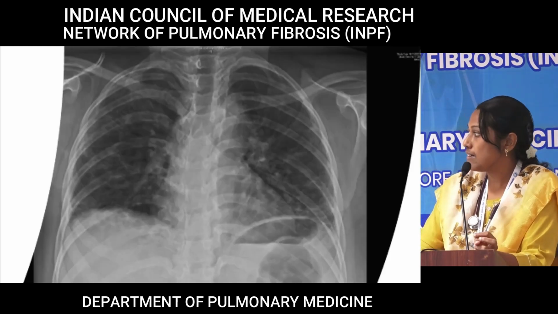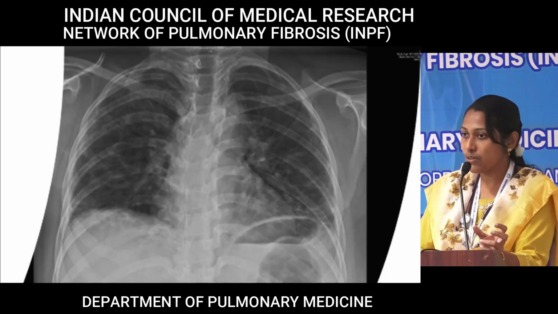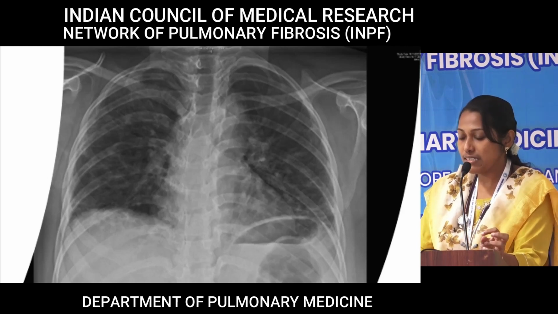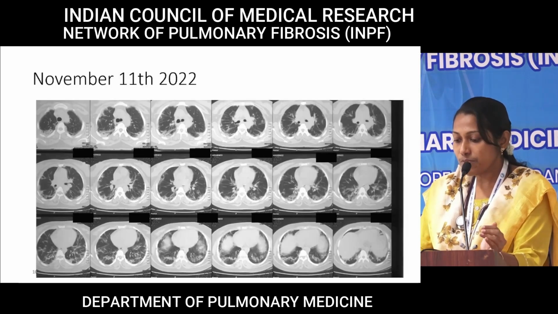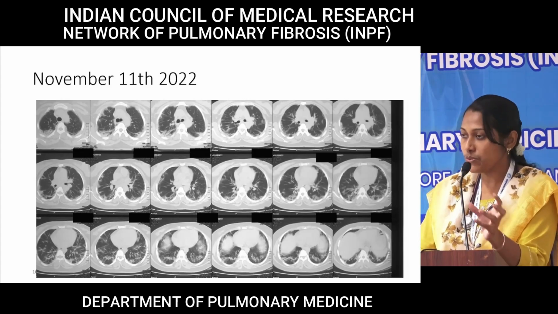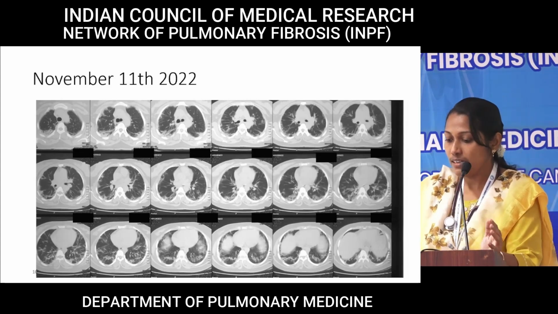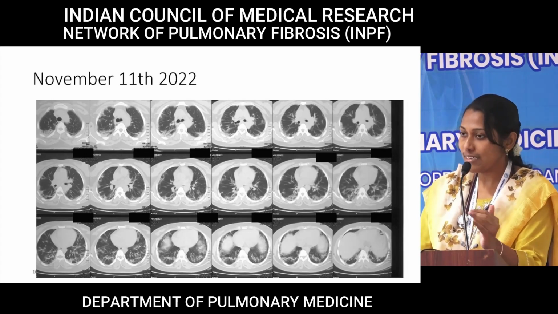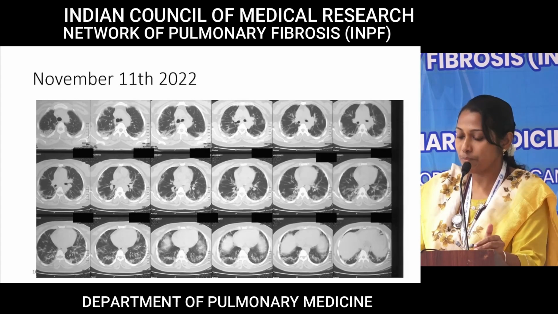Initially her X-ray was showing some reticular opacities and minimal ILD changes. This was her initial CT, where we can see there are patchy opacities. I'll show the magnified view of the CT as well. This is on November 11th, and at that time the patient was pretty stable and she was discharged on immunosuppressants.